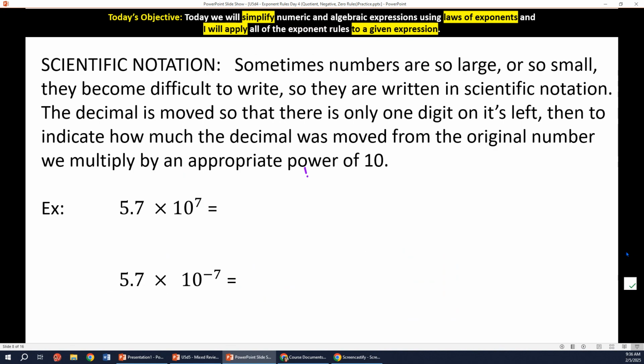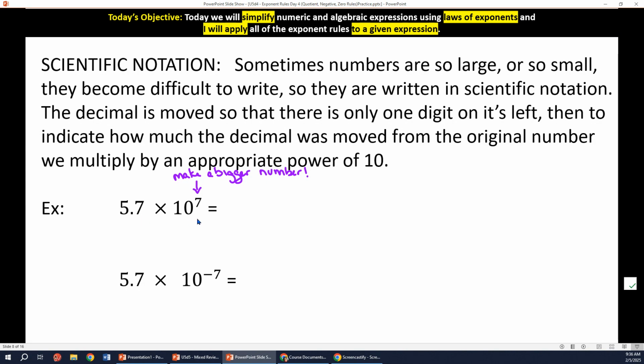Our decimal is moved so that there's only one digit on the left. On the right there can be lots of digits, but on the left side of my decimal, there's only one digit. Then to indicate how many times we moved our decimal from where it originally was, we are going to multiply that by an appropriate power of 10. So when I see 5.7 times 10 to the 7th, 10 to the 7th is going to be a really big number because it's 10 times 10 times 10 times 10, 7 times. So it's a really big number, which means if I'm multiplying by a really big number, then I am going to be making this number bigger.